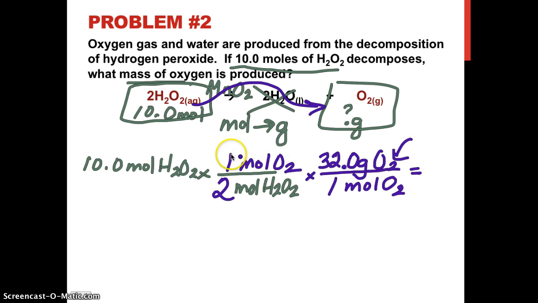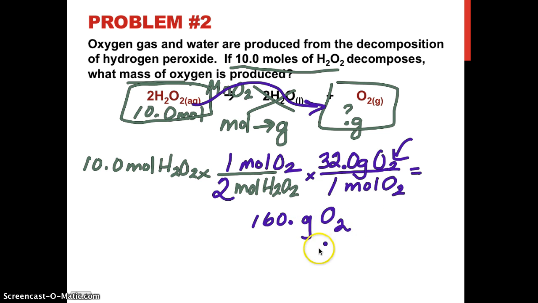Now, this math is easy because it's 10 times 32, which is 320, divided by 2, which is 160. I have to make sure I show 3 significant figures, so I'm going to have 160. grams of oxygen gas that are formed.